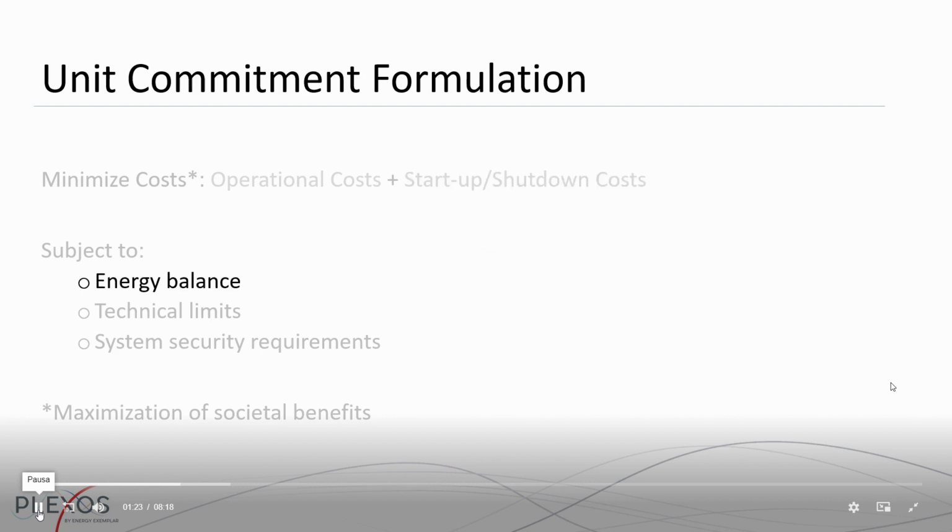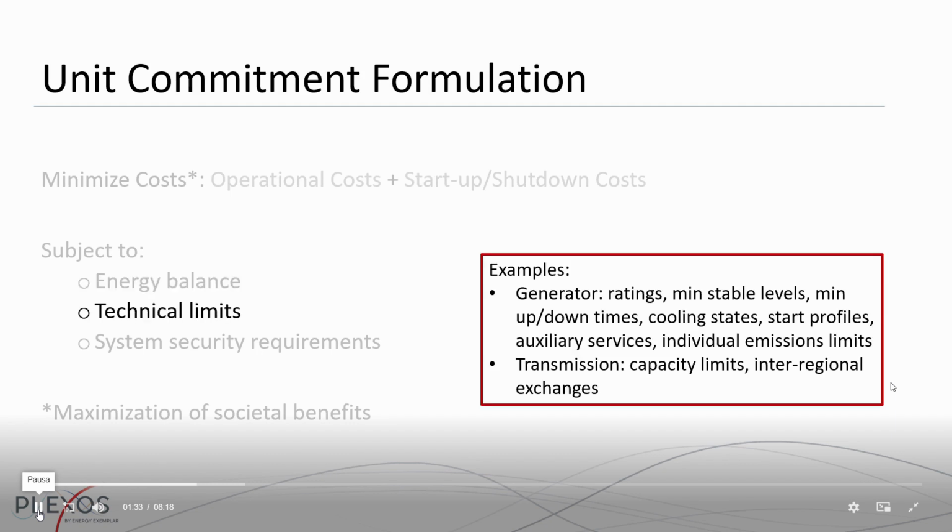The objective function described is subject to a set of constraints. This includes the energy balancing constraint, as the aim is to have the generation meet the system's demand. Other technical constraints can be found on the different classes. For example, generator technical constraints such as ratings, min stable levels, min up and down times, cooling states, start profiles, auxiliary services, and individual emissions limits can be defined. Examples on the transmission side include setting thermal limits on a line and interregional exchange limits on groups of lines.